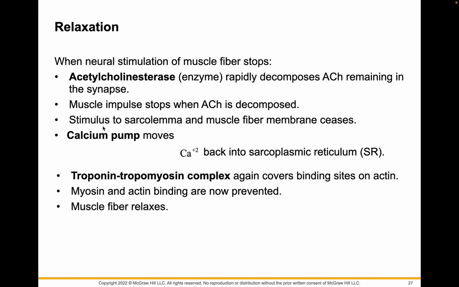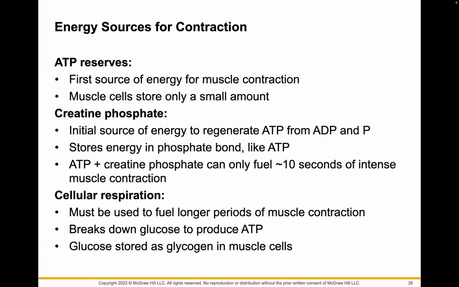And there's no longer an impulse going down the T-tubule into the sarcoplasmic reticulum. So calcium's not being released anymore. In fact, calcium pumps pump calcium back into the sarcoplasmic reticulum. Because we're using a pump, we're going to need ATP. So this is why energy is required to actually relax a muscle as well. Those troponin and tropomyosin complexes go back to covering the sites, and the myosin and actin binding are now prevented, and your muscle fiber can't contract, so it relaxes.